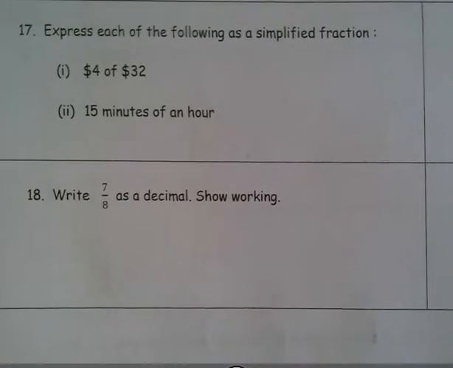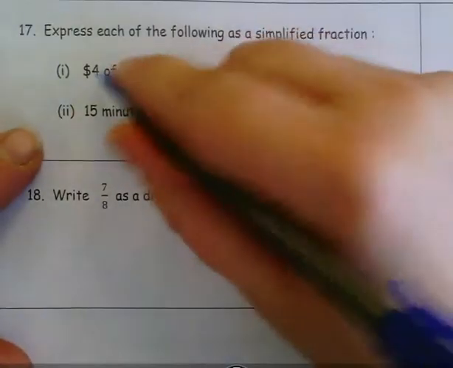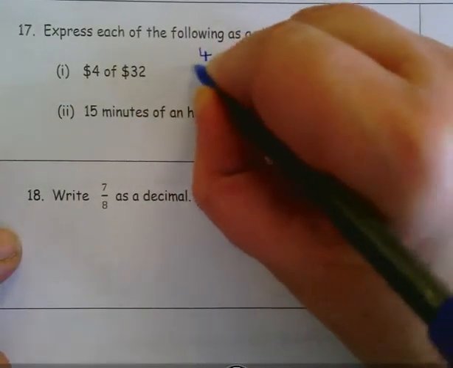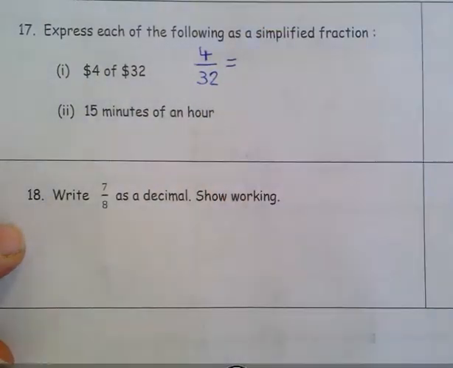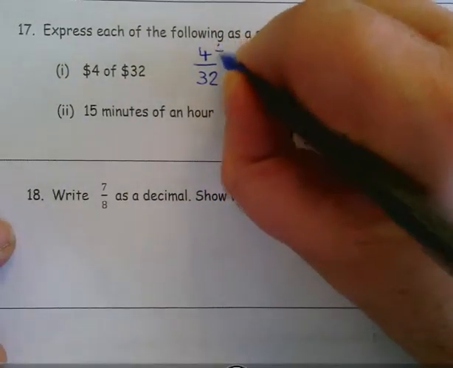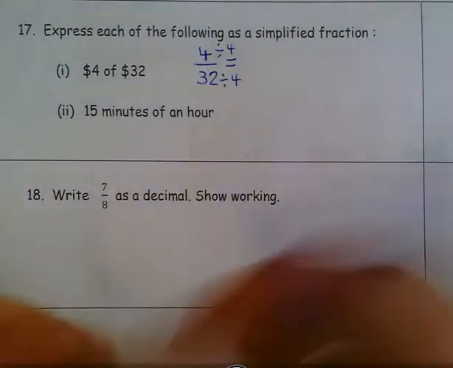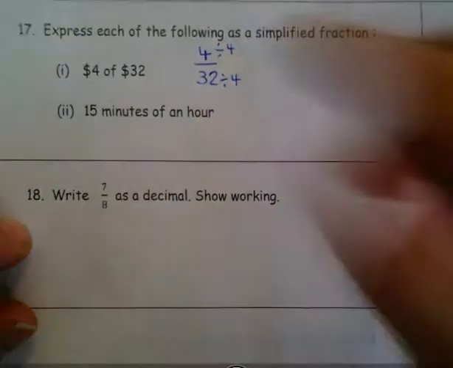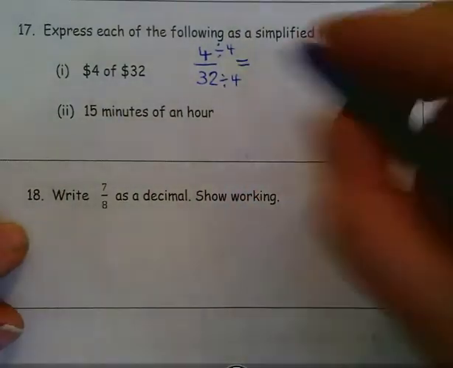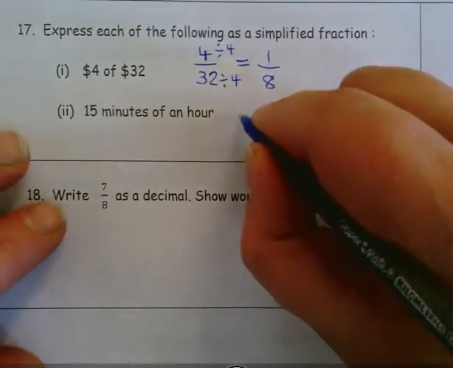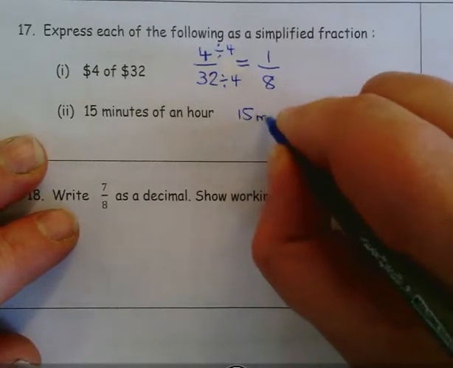Now express each of the following as a simplified fraction. $4 out of $32. What else could you divide them both by? Or it actually could be 1 as well. You could divide by 4 if you want, or 2. But if you did divide by 2, you'd have to divide by 2 again. It's 1/8.